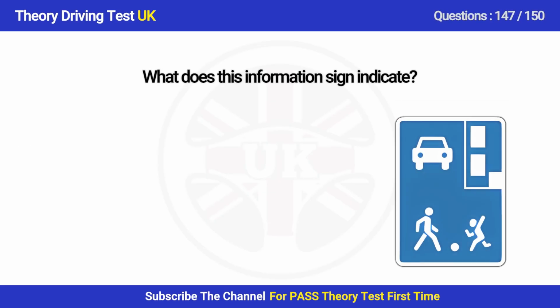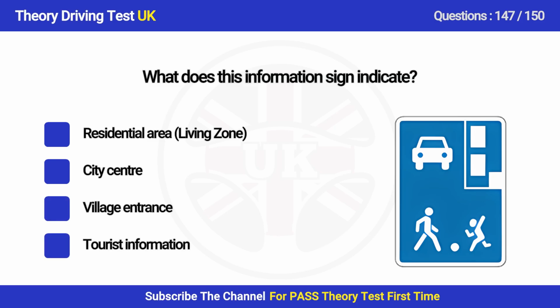Question 147. What does this information sign indicate? A, residential area living zone, B, city center, C, village entrance, D, tourist information.